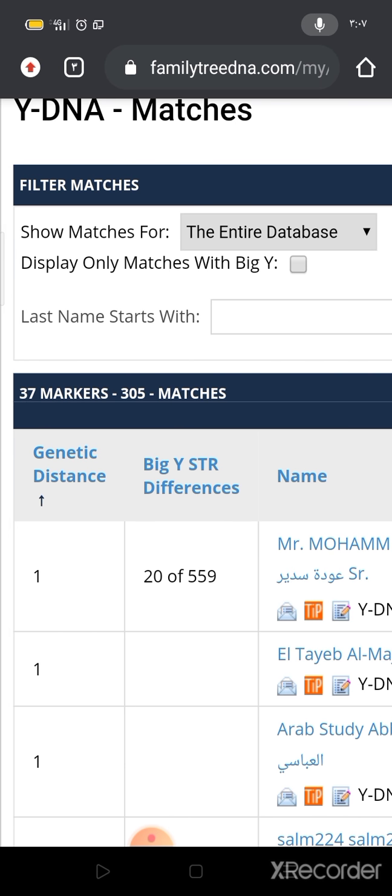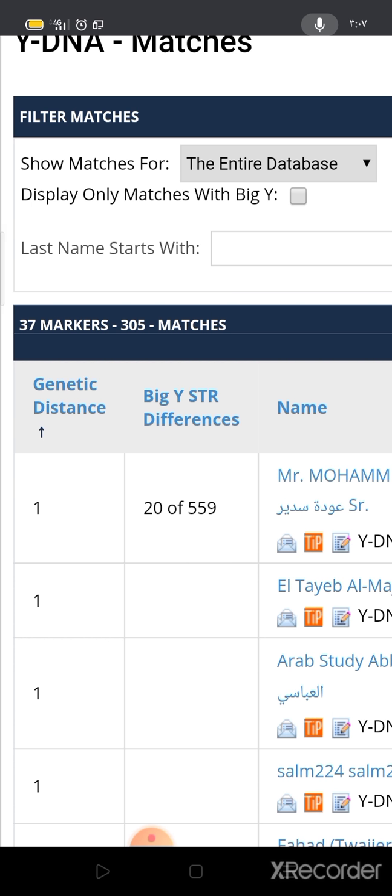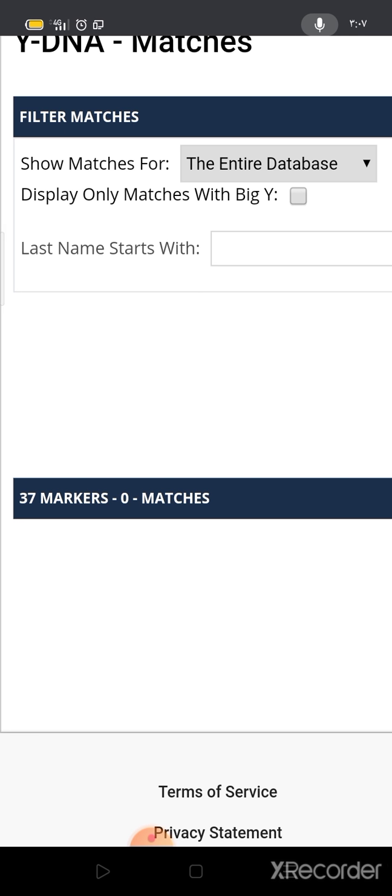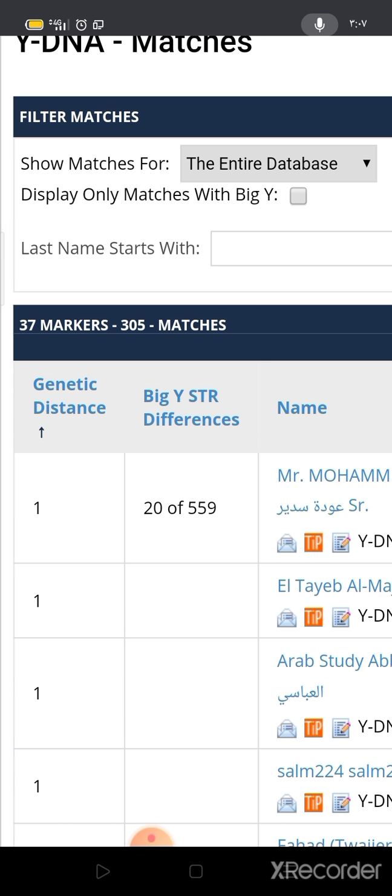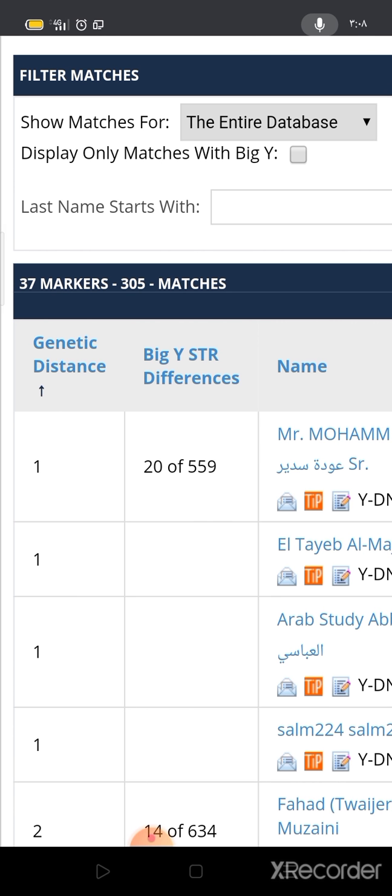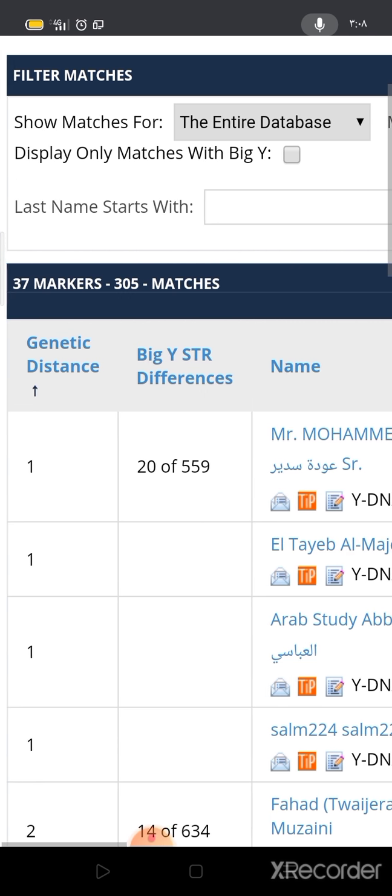See here, I don't have a complete match on the level of 37 markers. Here, the closest ones have one genetic difference. That means we are sharing the same 36 markers, but we have a difference in the last marker. The number here is decreasing also. It's 305 matches. Also, most of these people are Arabs.